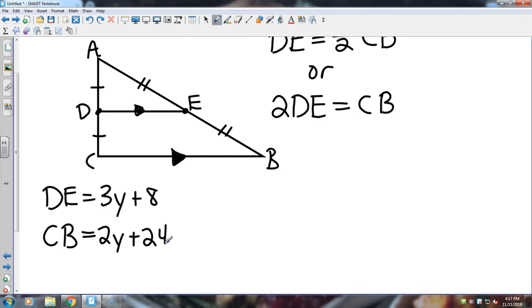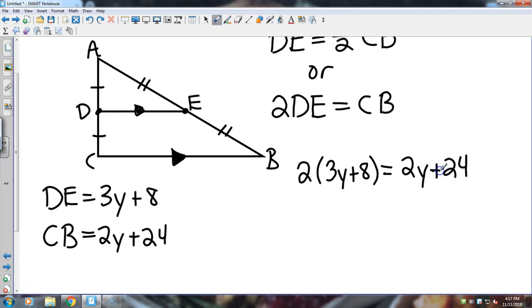So again, depending on how you want to do it, I like the whole number. So I'm going to go 2 times DE, which is 3y plus 8, equals CB, which is 2y plus 24. There we go. And so do a little distributive property here. That's going to give me 6y plus 16 equals 2y plus 24.